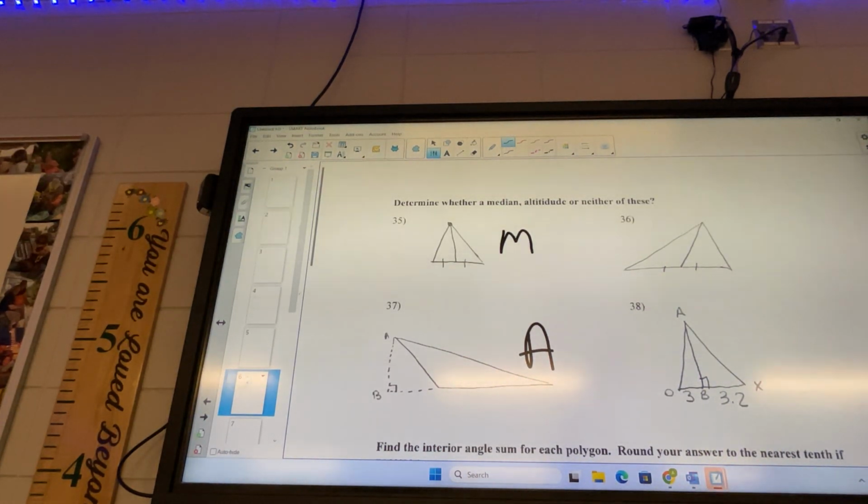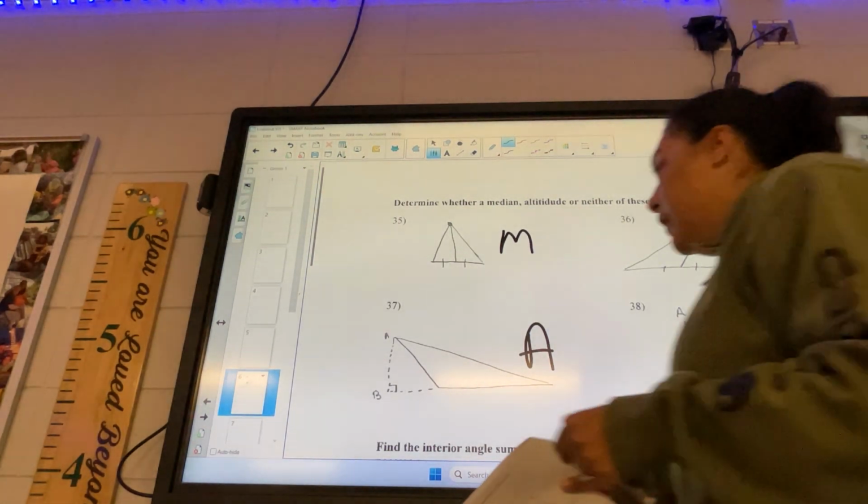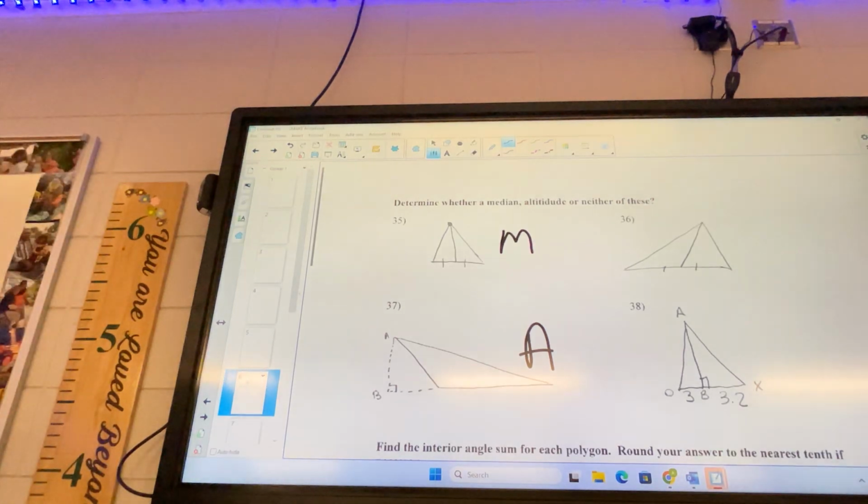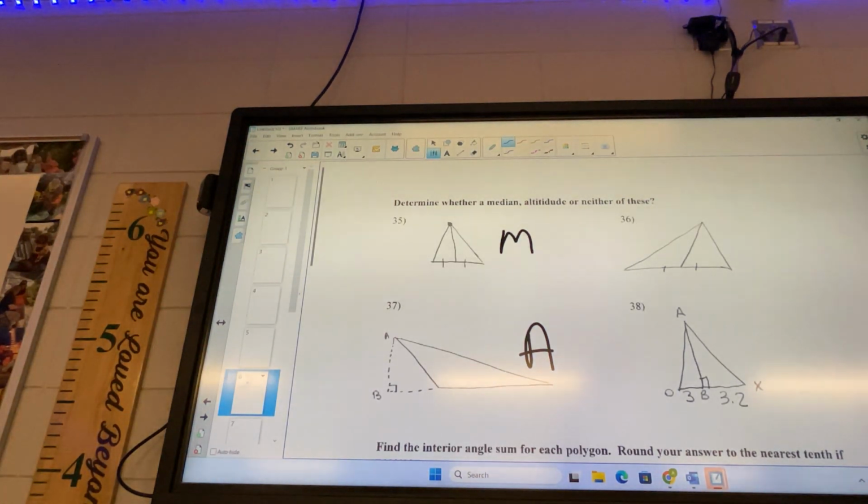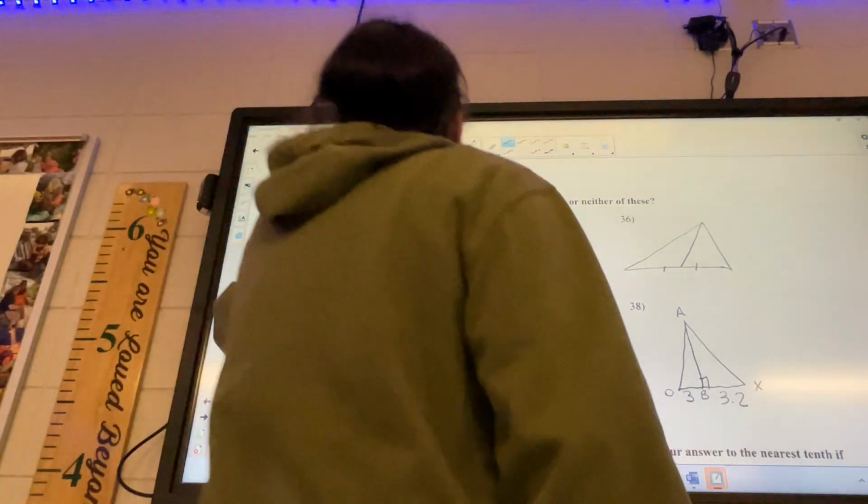Okay, 39 says find the interior angle sum for each polygon. Round your answer. We just need to count the sides, so go through and count the sides. How many sides are there? There are 7. So you're going to say 7 minus 2.